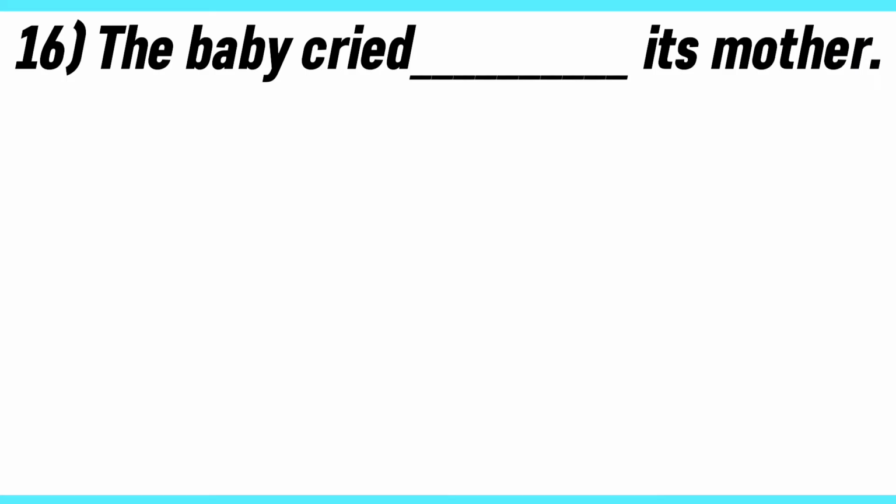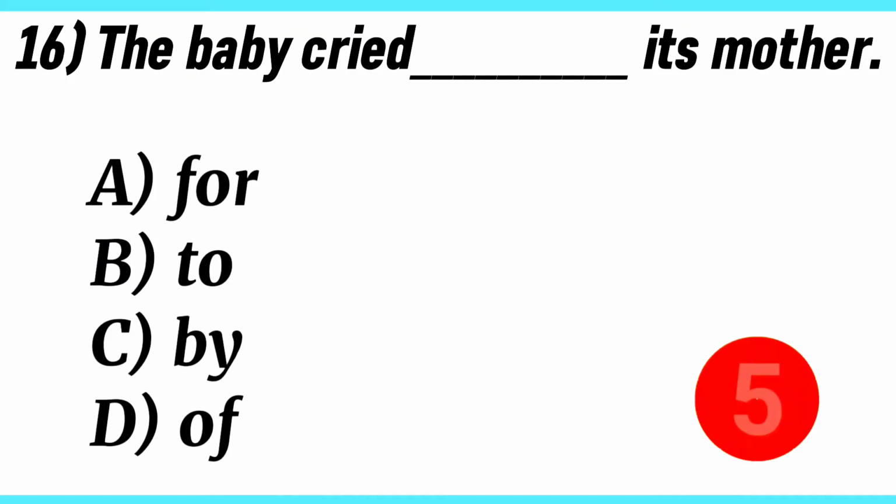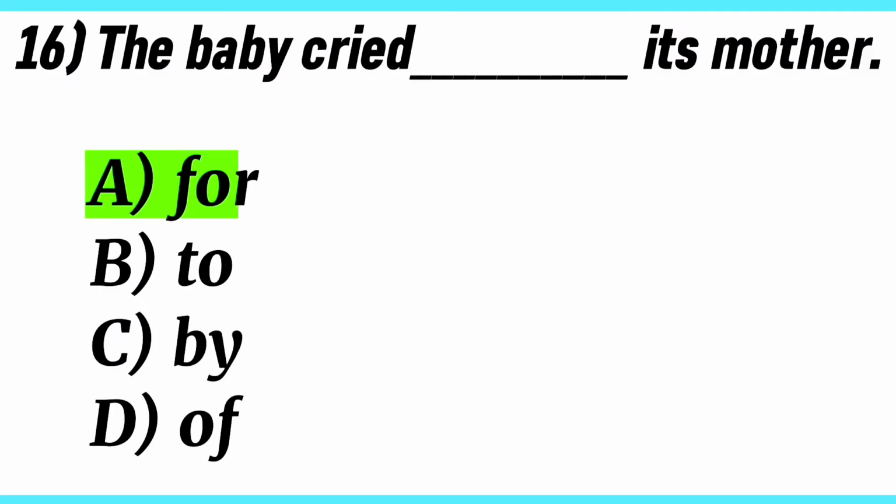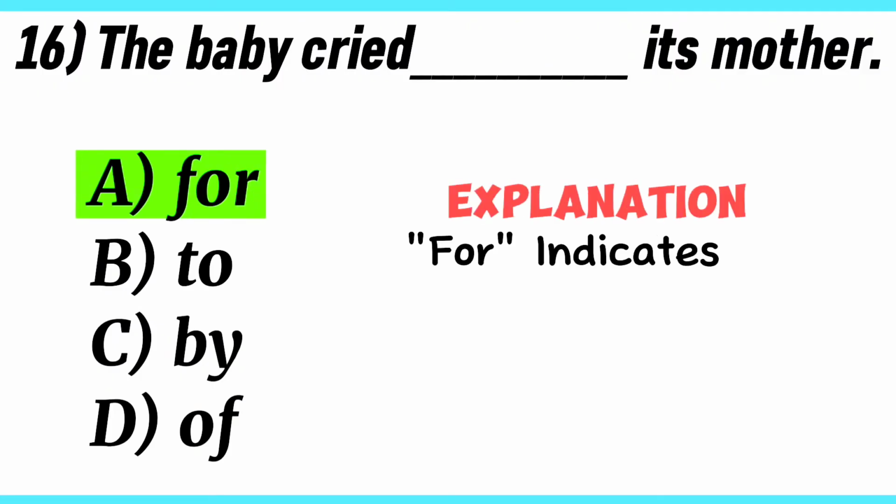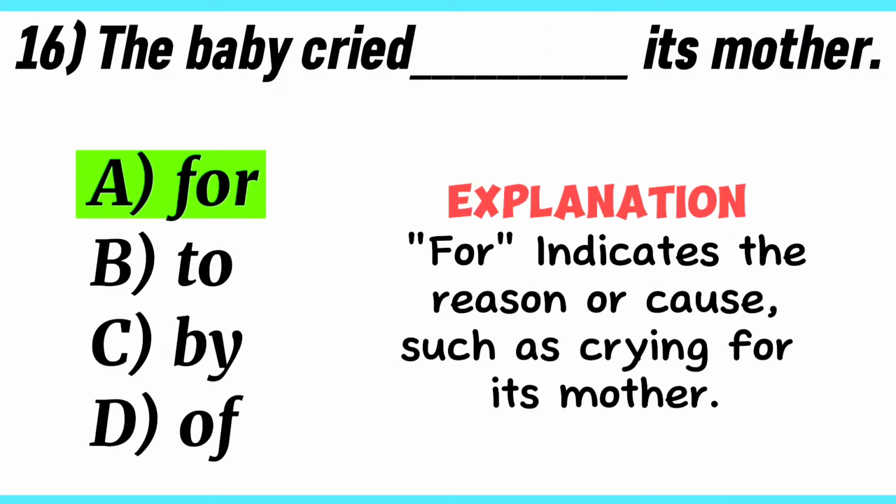The baby cried dash its mother. The correct answer is option A, for. Explanation: for indicates the reason or cause, such as crying for its mother.